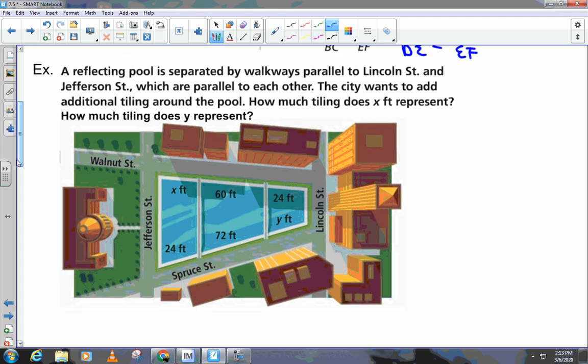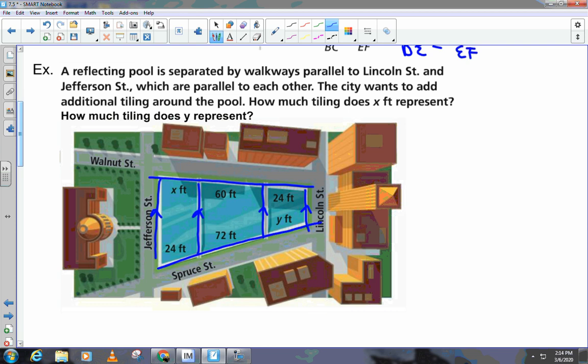It says a reflecting pool is separated by walkways parallel to Lincoln Street and Jefferson Street, which are parallel to each other. Okay, so these are all parallel to each other. The city wants to add additional tiling around the pool. How much tiling does X feet represent? Okay, how much tiling does Y feet represent? Okay, so these are my two transversals right here, okay? And if these are all parallel, these transversals are broken up into proportional parts, okay? So what would I do to find X?